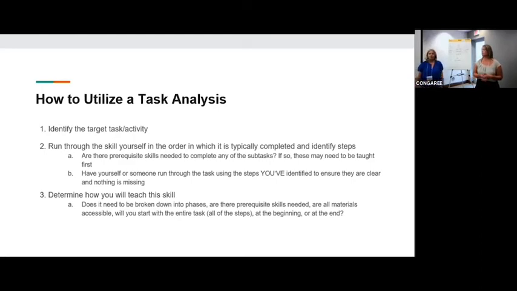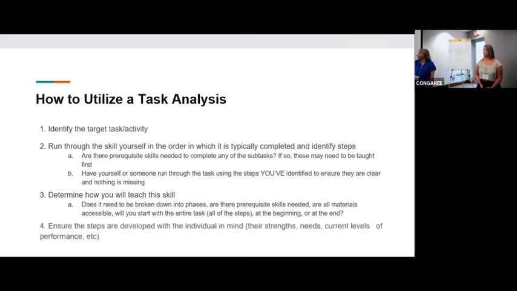And then you're going to want to determine how you're going to teach the skill. Does it need to be broken down even more? Are there prerequisite skills that your student needs before they can even start on this that they don't have? Are all of the materials there and accessible? Will you start with the whole task? Like Christy said, are you going to start with the whole routine? Are you going to start at the beginning of the routine or the end of the routine? There's so many different ways that you can do it. It should all just be dependent on your learner.